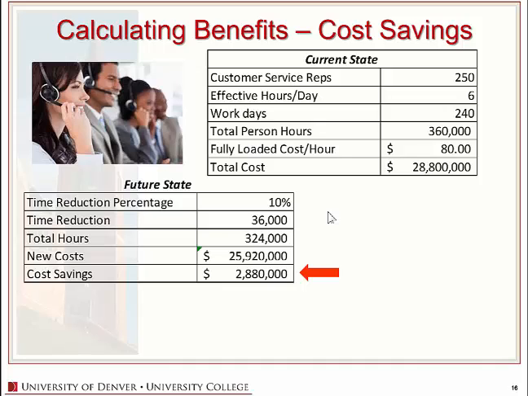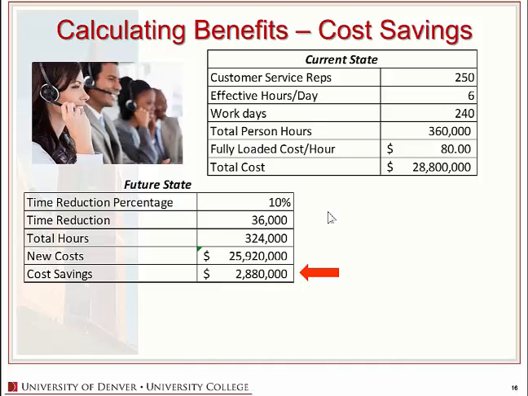We'll talk about the time reduction percentages and how you might arrive at that when we talk about non-financial performance metrics and how we determine those benefits. But for the sake of the argument, what we've done now is we've saved close to $2.9 million, and this is how you'd go about setting up your calculations for a cost savings.